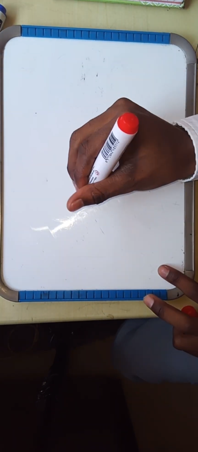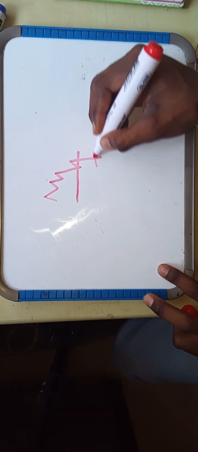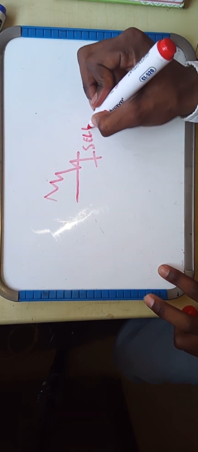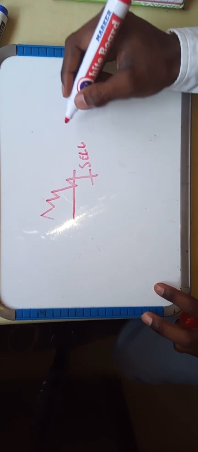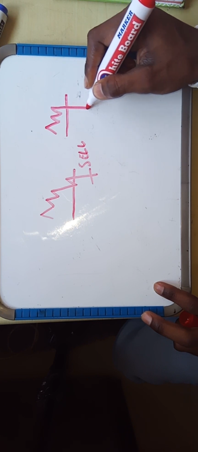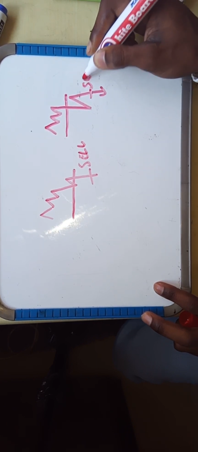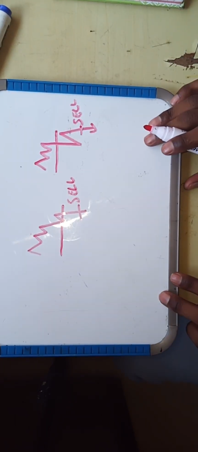So there are two types of entries. The first entry is when you enter in this scenario, this kind of a sell. And then the second entry is this kind of a sell. Now these two are not the same.